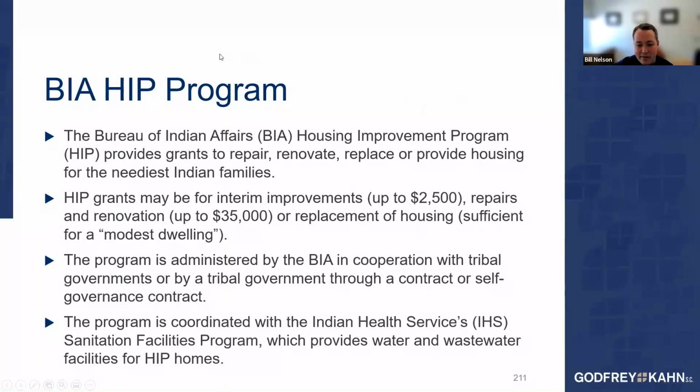And finally, we have the Bureau of Indian Affairs Housing Improvement Program, HIP. Under this program, the Bureau provides funds to repair, renovate, replace, or provide housing for the neediest Indian families who own their homes. And this is a value up to $35,000. It's often administered in conjunction with IHS. And homes financed through tribally designated housing authorities under HUD funding, either the previous 1937 Housing Act or the Indian Housing Block Grant since 1996 under NAHASDA, are not eligible under HIP.